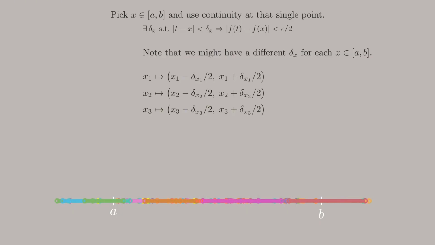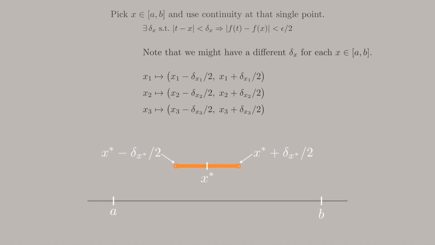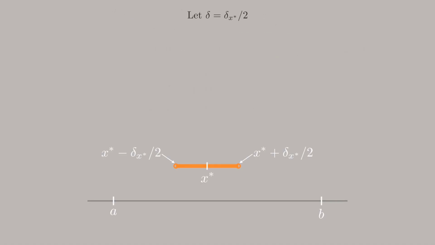But here's where compactness comes in. Since the closed interval from a to b is compact, there must be a finite collection of those open sets that cover a to b. Since there are only finitely many of those open intervals, we can just take the smallest one. Let's say this was the interval around x star with radius delta sub x star over 2. We've been looking for a single delta that works for the entire interval, and I claim that this is it. So we will let delta be delta sub x star over 2.